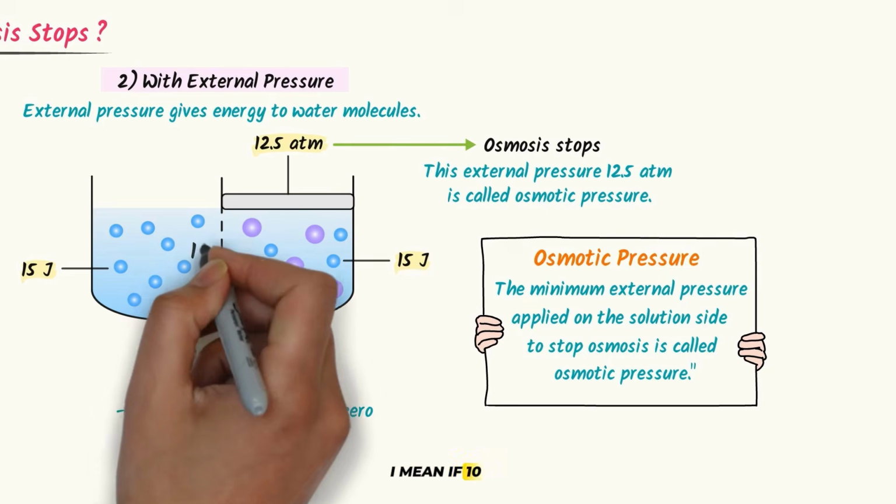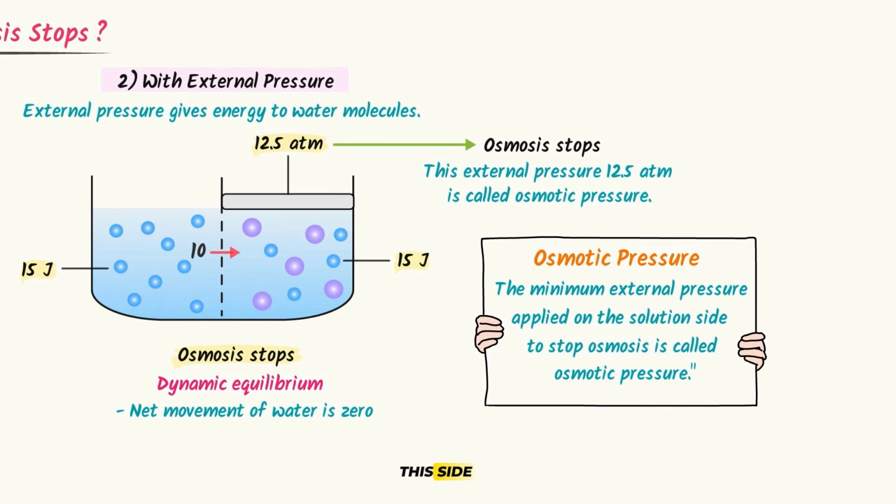Remember that only the net movement of water molecules is zero. I mean, if 10 water molecules move from this side, then 10 water molecules move from the opposite side. Therefore, remember that osmotic pressure is the external pressure which we apply on the solution side and it stops osmosis.